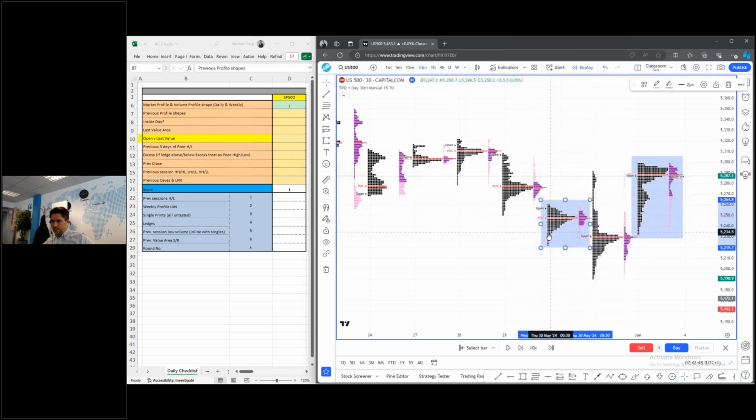I've got a lovely D shape. You can see that even distribution of time and volume over a very narrow range. Now, that D shape is quite often accumulation or distribution of positioning. You don't know if it's people accumulating positions to go long or to go short, but the confirmation of that comes with what then happens next.